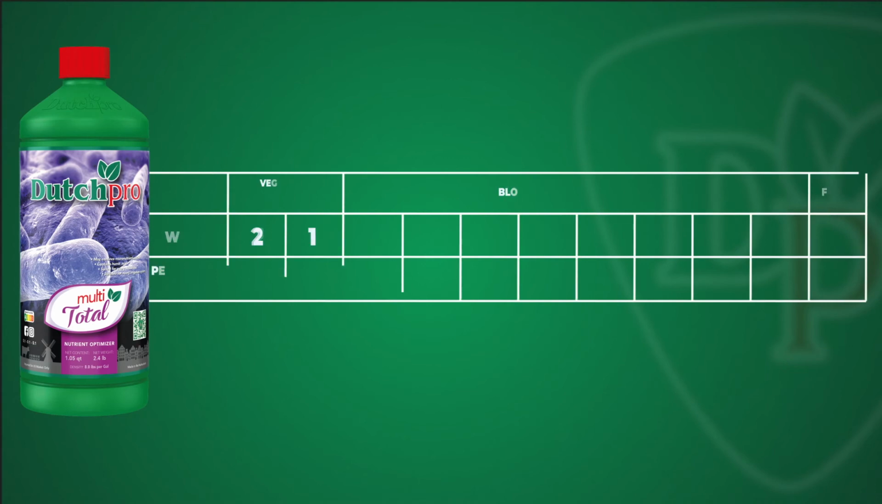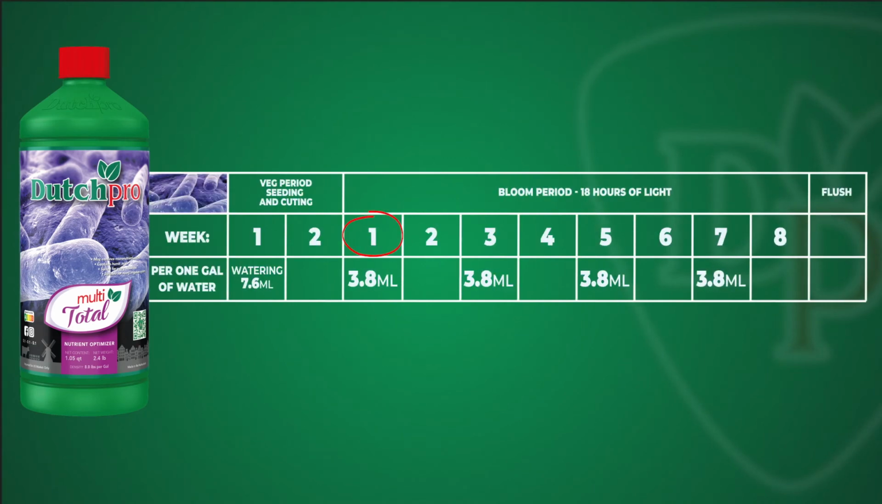So when to use multi-total? Multi-total needs to be used from the first week of your plant cycle. You have to feed it every time in week 1, and then you don't have to feed your plants multi-total in week 2. But you do have to repeat this process every other week. So one week where you feed them multi-total, the second week not.